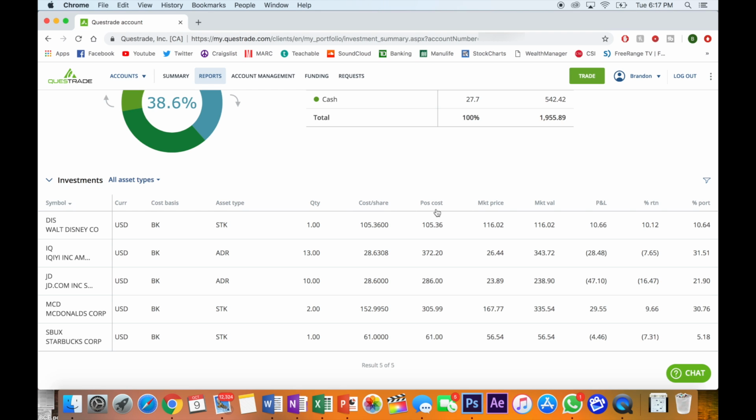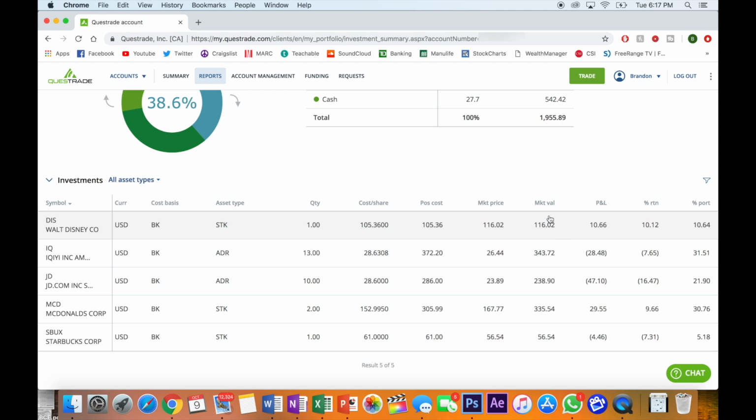Now, the position cost right below shows the total cost of my entire position. For this particular holding, like I said, I only have 1 share at $105, which means my entire position cost is $105. Now, to the right of this, we have the market price. So I bought Disney at $105. As I'm filming this video, Disney is currently trading at $116. So that's what the market price means. It means what the stock is currently trading at.